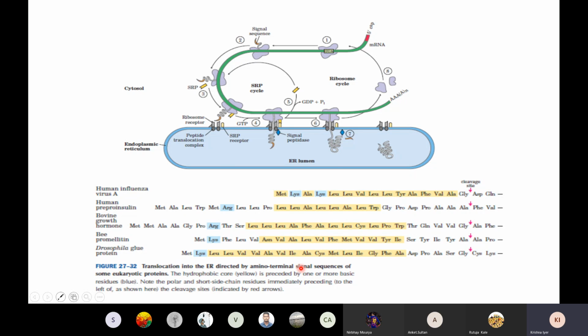Here is an example of translocation into the endoplasmic reticulum directed by amino terminal signal sequences of some eukaryotic proteins. Here are some of them. This is a very common phenomenon, but after the protein reaches there, these signals are cleaved. You can see the sites of cleavage shown here. All these pieces will be removed because their job is over now. The protein has got to where it is.